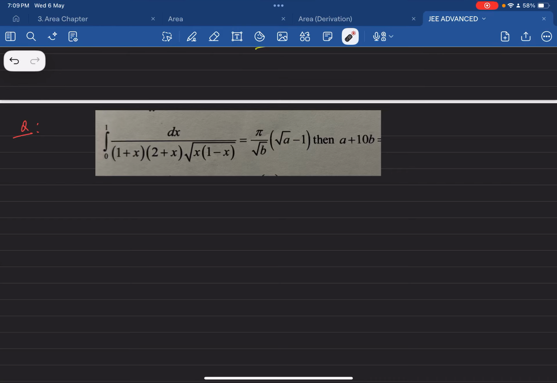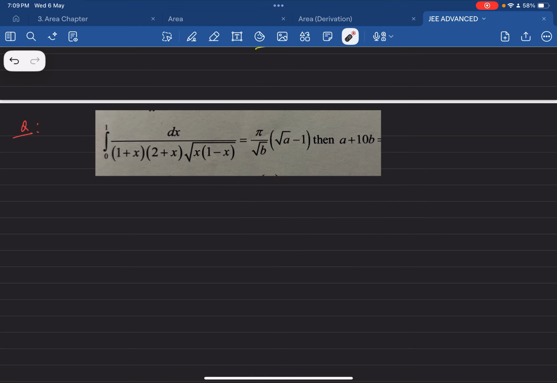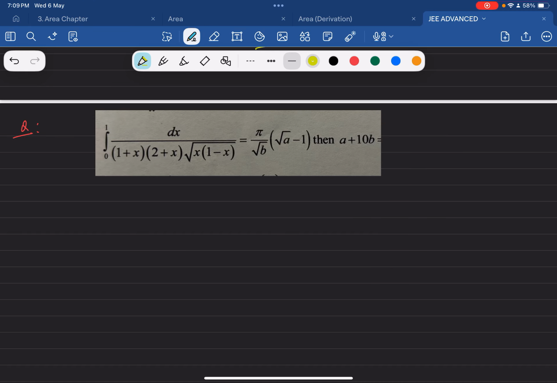Basically in this question, if we apply 1 upon quadratic root quadratic and then substitute x equals 1 by t, then this question will not be easy to solve. So that's why we are going to use the substitution concept. The question is, what should we substitute here?